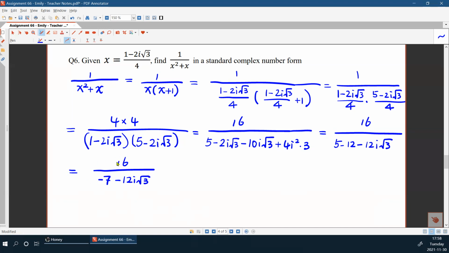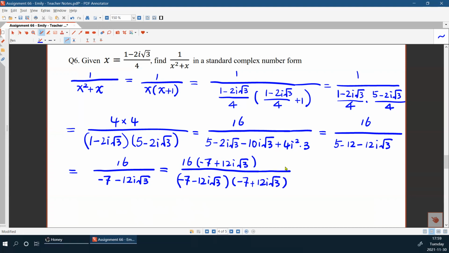So again, we have come to a point that the expression here needs to be rationalized. And note here the conjugate number of the denominator is minus 7 plus 12i times square root of 3, right? So again, let's multiply both numerator and denominator using the conjugate number, which is minus 7 plus 12i square root of 3 over minus 7 minus 12i square root of 3, then minus 7 plus 12i square root of 3, right? Okay, next, the numerator now is minus 112 plus 192i times square root of 3. And the denominator now is 49 minus 12i square root of 3 squared.